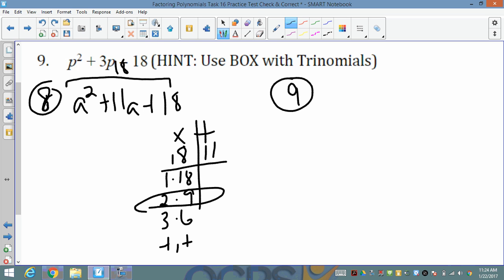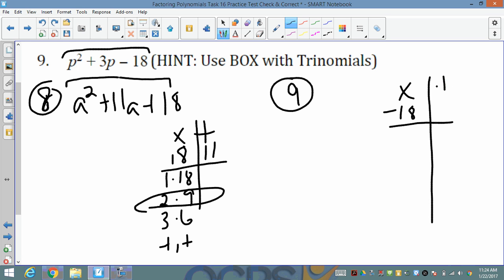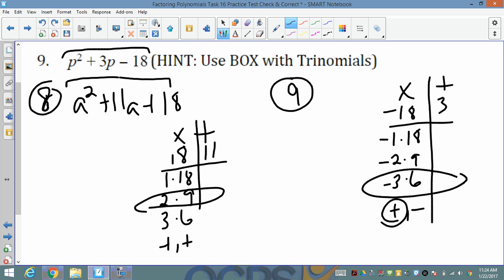Put your numbers in. For number 9, this time I'm going to be multiplying to a negative 18. Let me get that out of your way. So I'm going to multiply to a negative 18 and add to 3. So same numbers, 1 and 18, 2 and 9, 3 and 6. This time, since I'm multiplying to a negative, my signs will be different. Since I'm adding to a positive, my bigger one will be positive. So negative 3 and 6 will be the two numbers that you use.